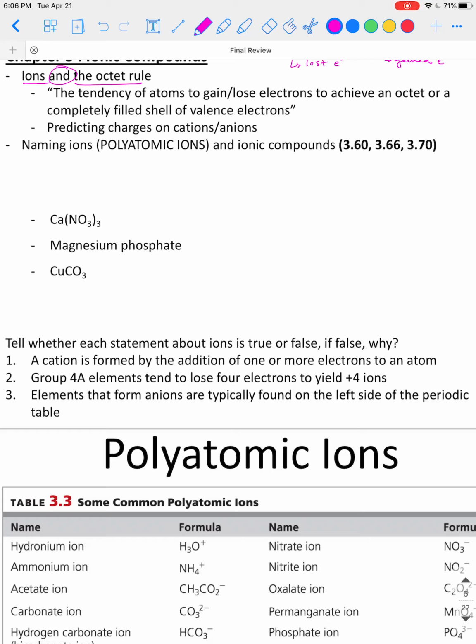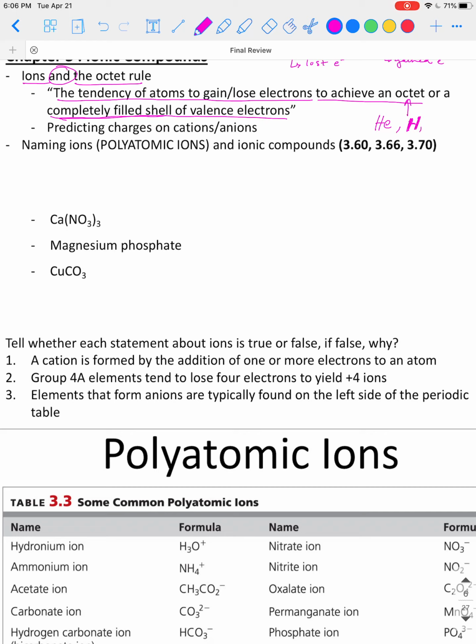Don't forget this. This was actually a whole short answer question on exam 1, I believe, which says that the octet rule is the tendency of atoms to gain or lose electrons to achieve an octet or a completely filled shell of valence electrons. The octet rule allows us to predict what atoms are going to lose electrons and what atoms are going to gain electrons, based on what they need to get a completely filled shell. Now notice we said not necessarily is it always an octet. Sometimes it can just be a completely filled shell.